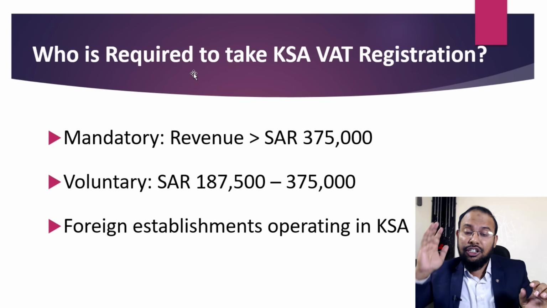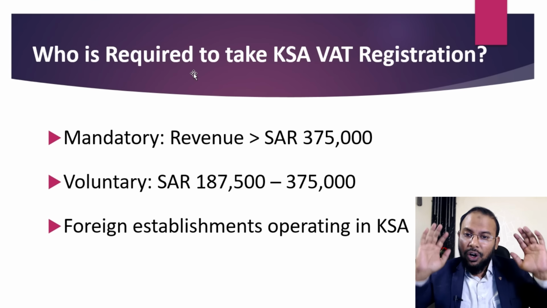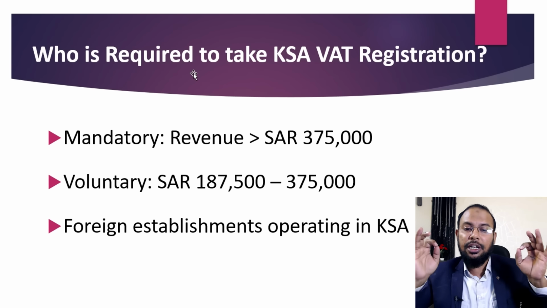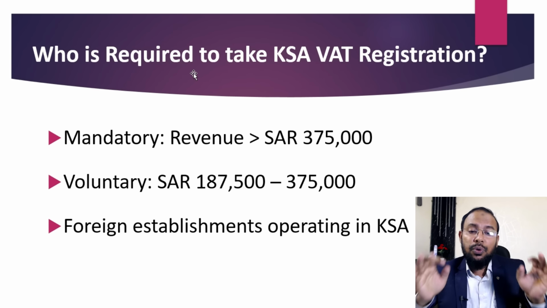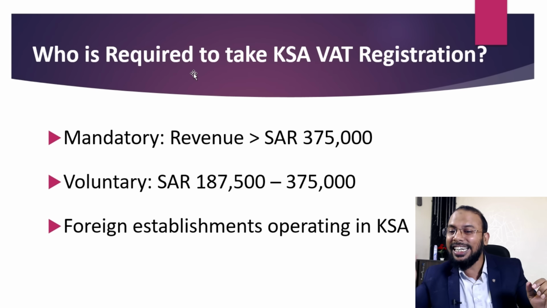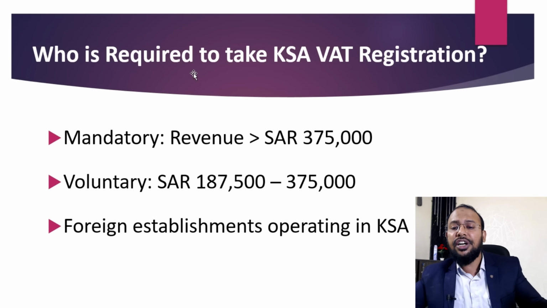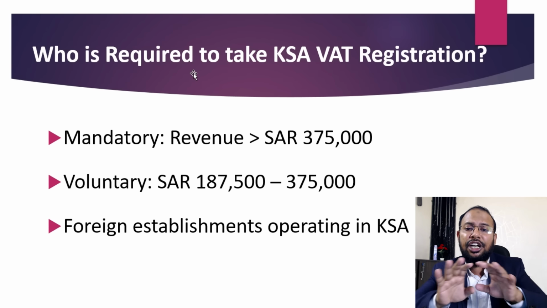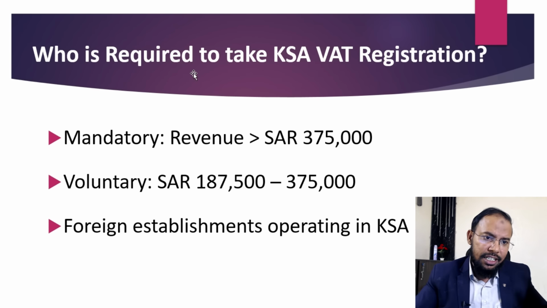But remember, this is not for you. This is for the person who is registered in KSA. If you are not registered in KSA and you want to grip the KSA market via Amazon and Noon, that will be covered in the third step. What is the third step? Third is a foreign establishment operating in KSA. It means you are registered in, for example, UAE or India. In that case, you need to remember there is no mandatory limit. The 375,000 Riyal is not for you. You can understand this in the next slide.